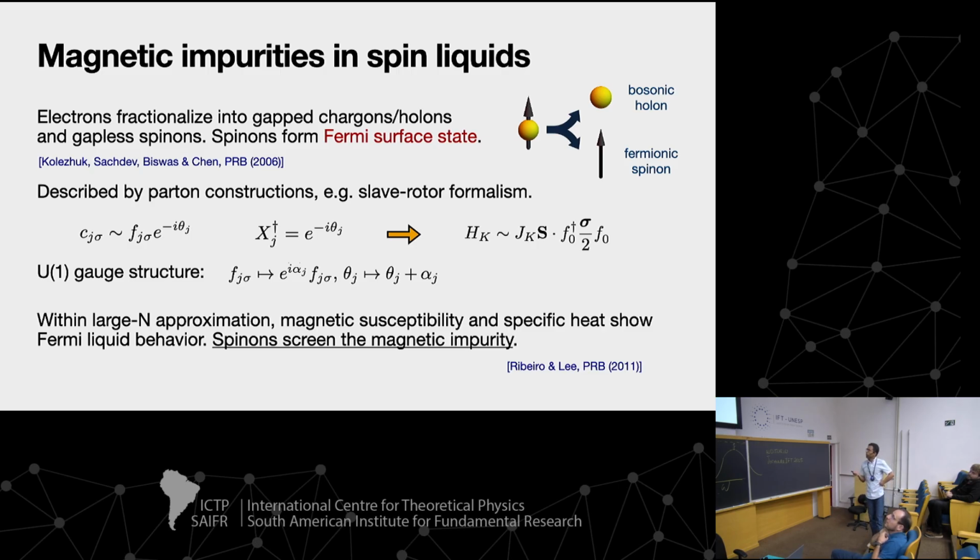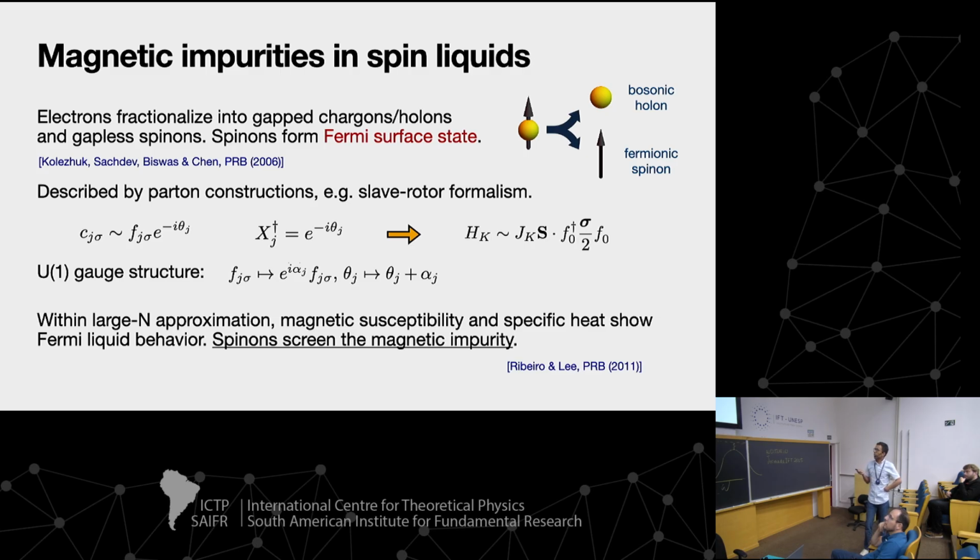And one way to describe this theoretically is by means of these parton constructions that come in many flavors. One example is this slave rotor formalism, where you write down the electron operator in this way. This f would be a spinon, a fermionic spinon, and theta here is a phase field which is conjugate to the total charge.